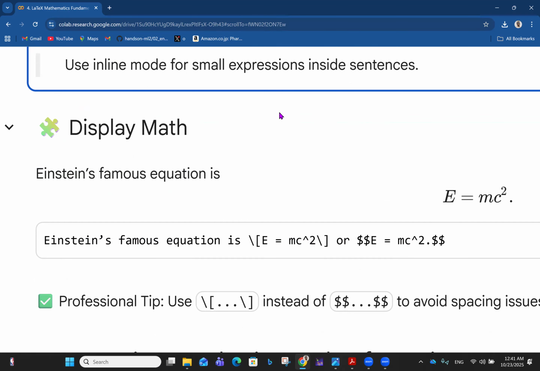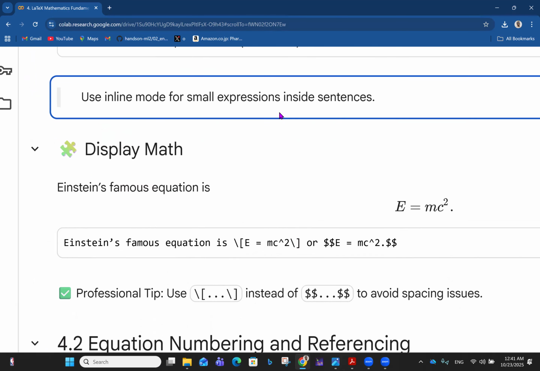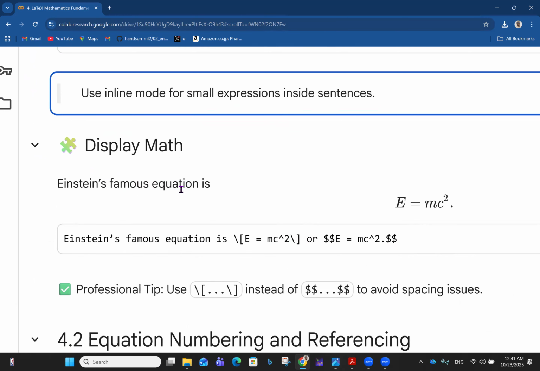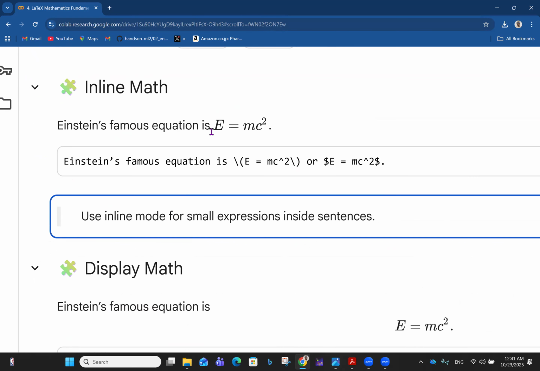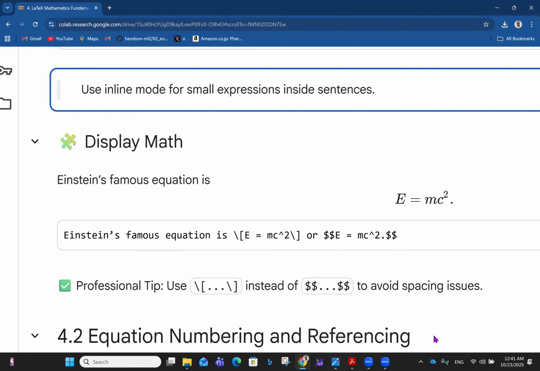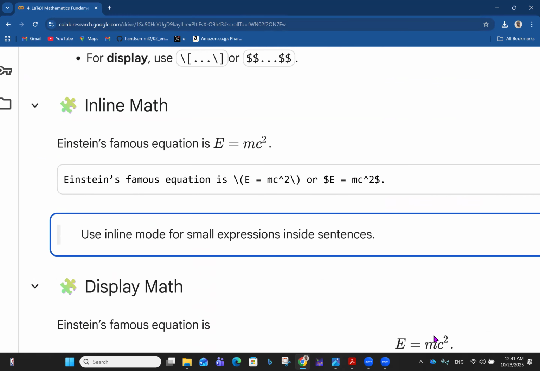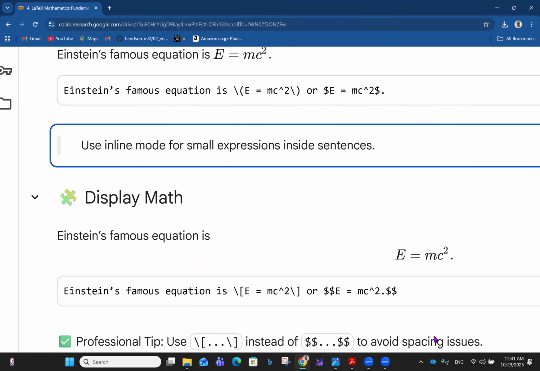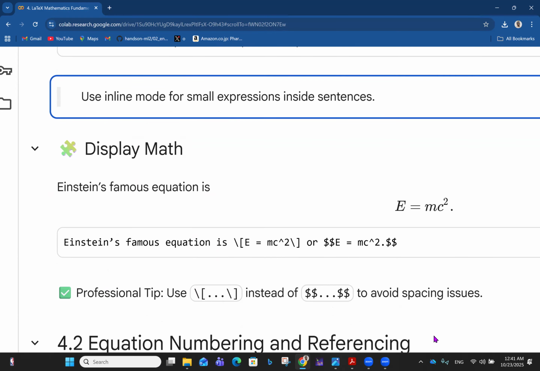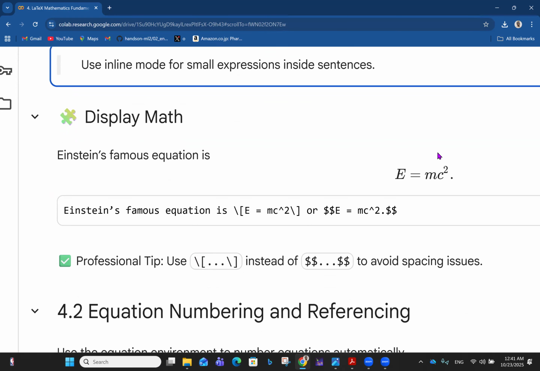Of course, we are going to have a mini project where we demonstrate all these things. So you see, unlike here, where Einstein's famous equation is E equals mc squared, here the equation stands out separately like this. So this is inline, together with the text, and display is that which stands out from the text. You can either use the double dollar sign or backslash open square bracket and backslash close square bracket.